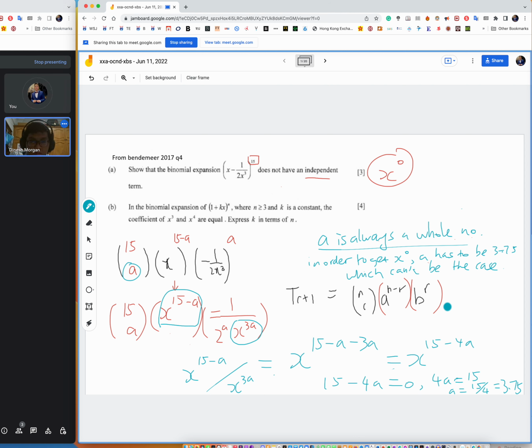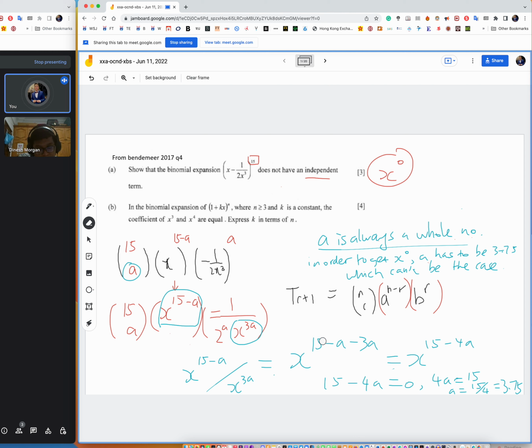So therefore there is no x to the power 0 term. Does it make sense to you? Okay, so this is one way to prove it. Okay, that is also possible.